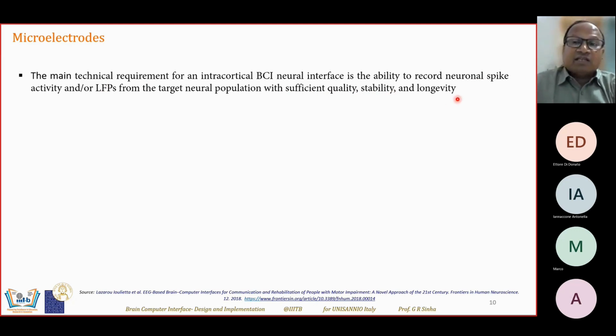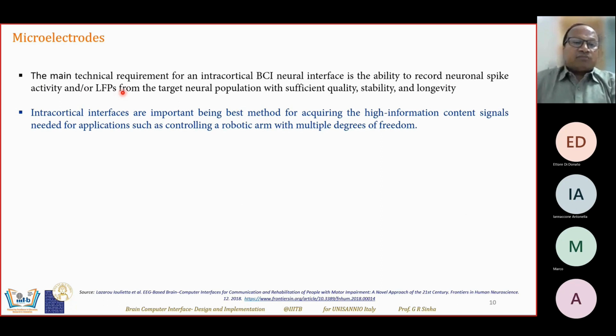This is another interesting thing. When we get the signal in the form of spikes, once it reaches the cable and the amplifier stage, if it doesn't sustain, meaning the longevity is very poor, then there is no use of that local field potential. So all these are taken care of while designing the BCI.